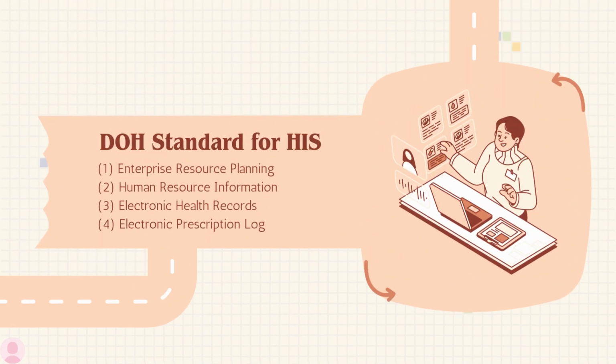Now, all health service providers and insurers shall each maintain a health information system consistent with DOH standards. What are these standards? Number one, enterprise resource planning. Two, human resource information. Three, electronic health records. And four, electronic prescription log.